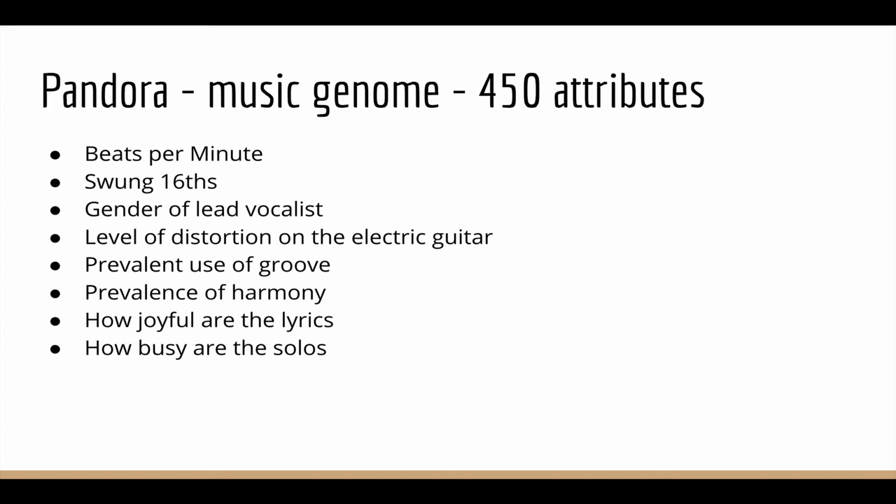How Pandora did this was they had what's called the music genome. It's 450 attributes of music. There'd be things like beats per minute. Was it swung 16th notes or not? What was the gender of the lead vocalist? What was the level of distortion on the electric guitar? All these different features, 450 attributes. Each song they have in their catalog, they would rate by these 450 attributes, and it would take quite a while. It took a trained musician 20 minutes to analyze a song.